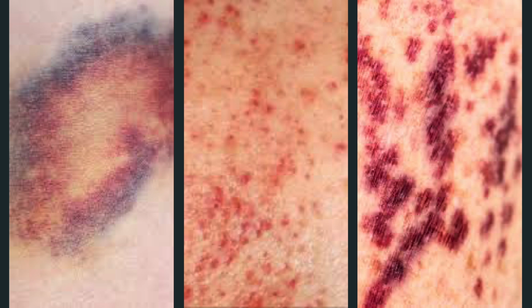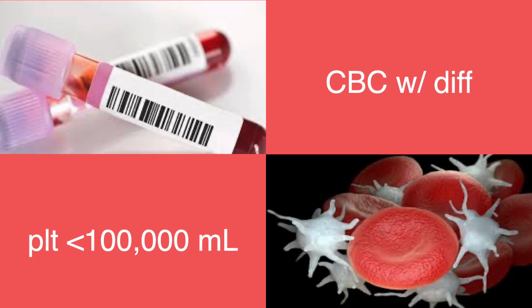epistaxis, slow GI bleeds, slow brain bleeds, retinal hemorrhage. Pretty much anything that can bleed will bleed because those platelets are too low and we can't get a good aggregate when a small little bleed starts. Diagnostic's going to be by ordering a CBC with differential, so you can rule out some other things. But if you notice some petechia, some purpura, some bruising, grab that CBC.